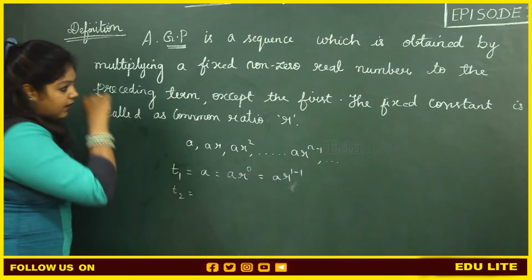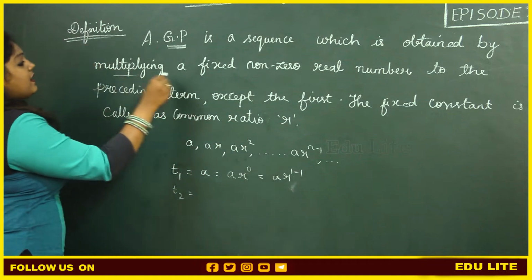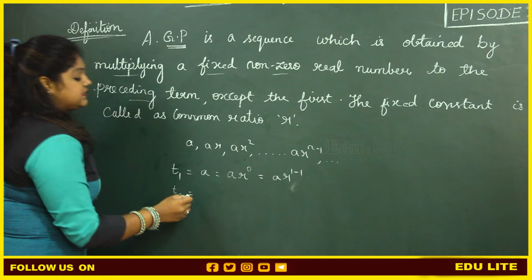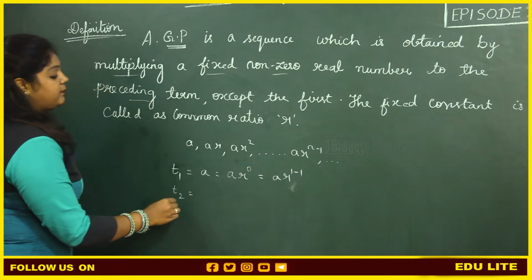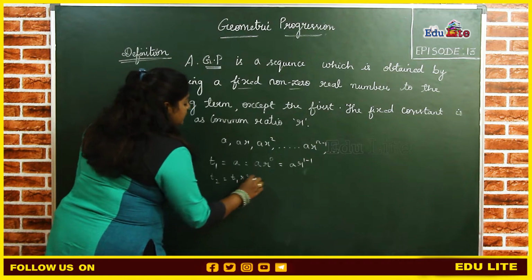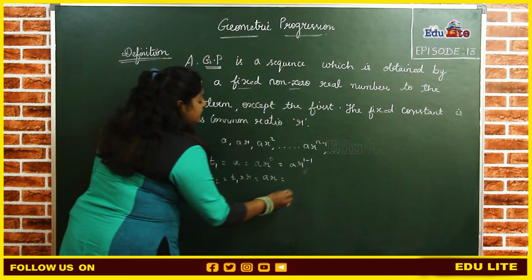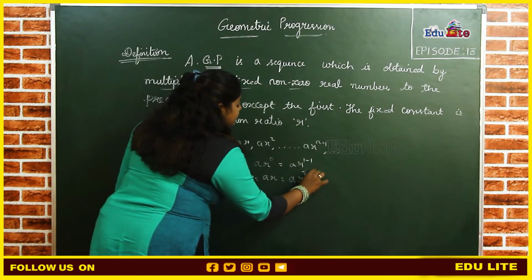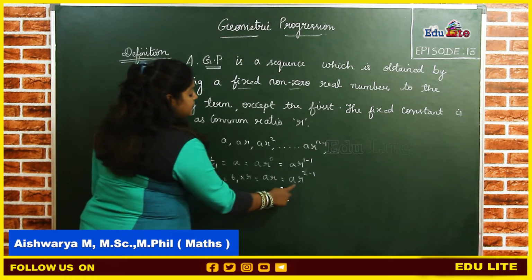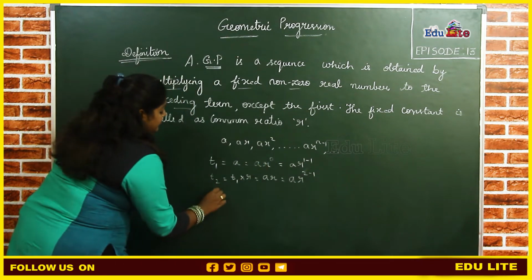Now T2. According to the definition of a GP, what is a GP? It is obtained by multiplying a fixed non-zero real number to the preceding term. So T2 is obtained by multiplying T1 into R. The value of T1 is A, so T2 is A into R. We can write it as A R power 2 minus 1, whereas 2 minus 1 is 1, so I will get only R.